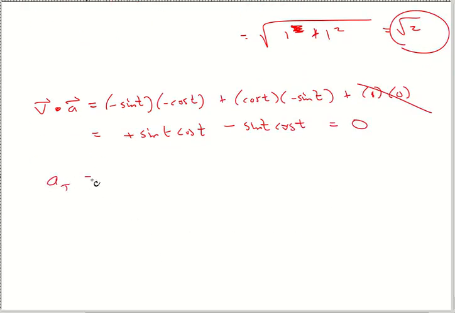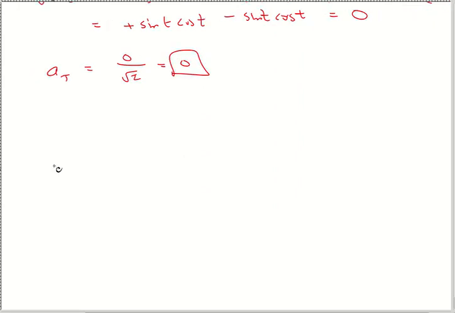So your a sub t is going to be 0 divided by square root 2, which is just 0. So there you go. There's your answer for part A.